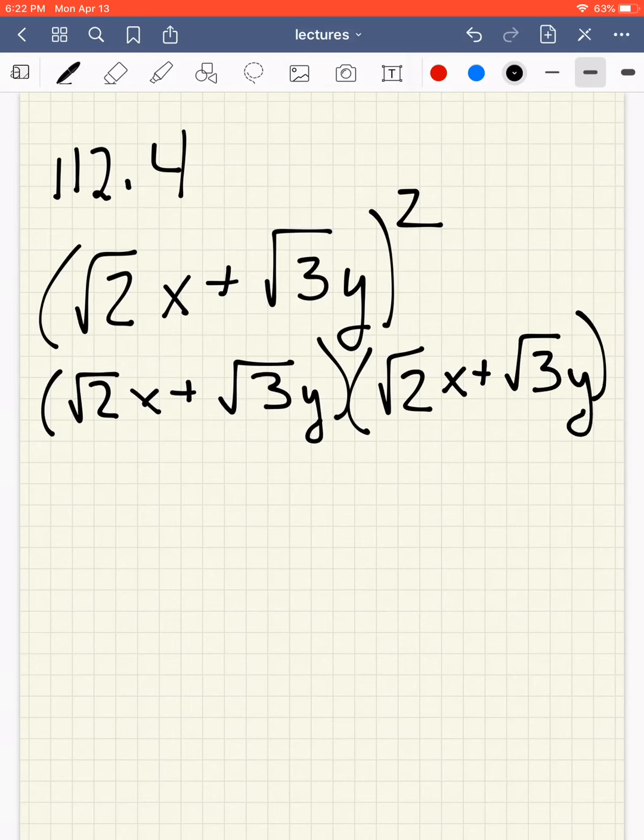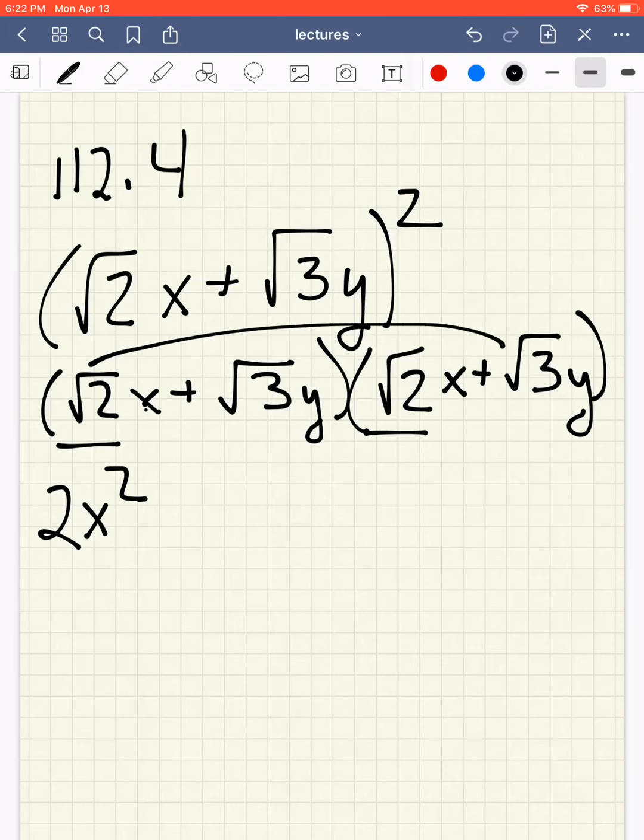If you don't, the most common mistake that students will make is they'll tell me that this is 4x squared plus 3y squared, and that's absolutely incorrect. If you write it out like this, you're more likely to recognize that we have to use FOIL on this. So square root of 2 times square root of 2 is 2. And x times x is x squared. Okay, now the outer. Remember, we multiply the numbers under the radical. So square root of 2 times square root of 3 would be square root of 6. And x times y is xy.